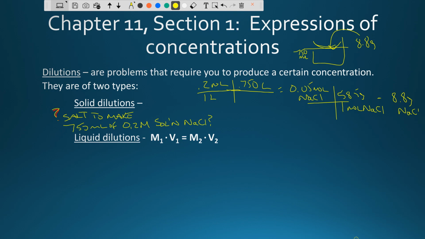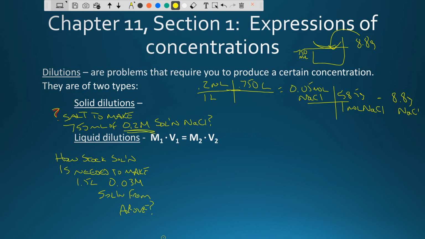Now, if it's a liquid dilution with this, I can ask the question, how much stock solution, once again, we've done these before, is needed to make, let's take an example, 1.5 liters of 0.03 molar solution from above. Now, what I'm asking here is, I need to make 1.5 liters of 0.03 molar solution. So I just basically plug the numbers in. On my dilution side, I need 0.03 molar solution, and I need 1.5 liters worth. Keep that label in there so we know what we're dealing with.